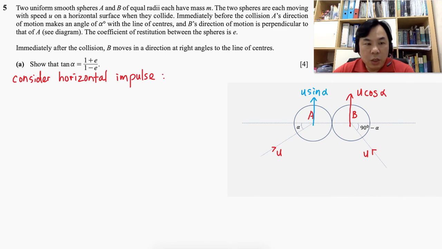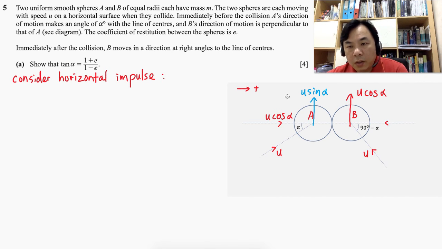Now its initial velocity is given here. That is actually u cos alpha. Let's assume that this direction is treated as positive. That's very important. And then as for B, its initial velocity is in the negative direction to this. So that is actually negative u sin alpha there. All right. So I hope that is clear at this point.